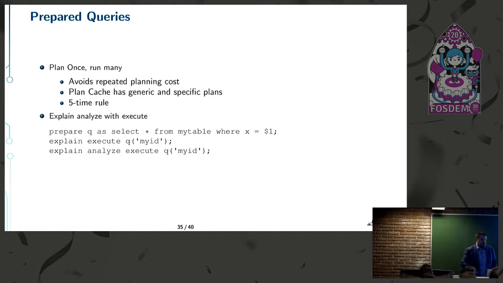Another one that's good is preparing your queries, right? If you prepare your queries, you can avoid repeating your planning cost. The plan cache has both generic and specific plans, and it's kind of an interesting thing. I'm not going to cover too much, but basically if you prepare your query, then you can explain it using explain execute, and you can explain analyze execute as well. But this will save you overall on planning time by preparing your queries ahead of time.